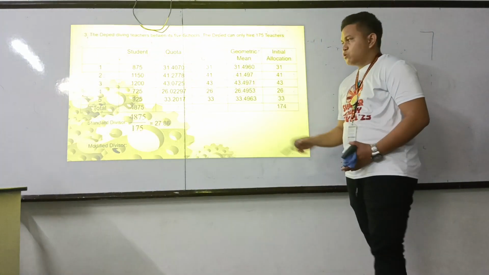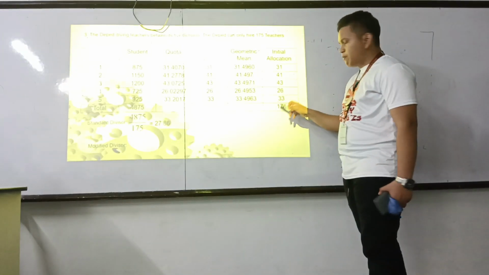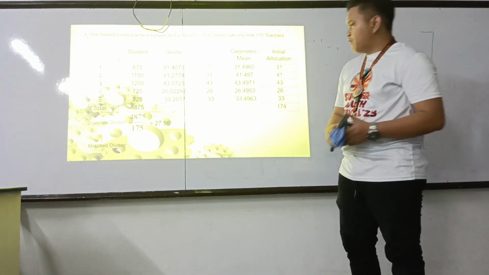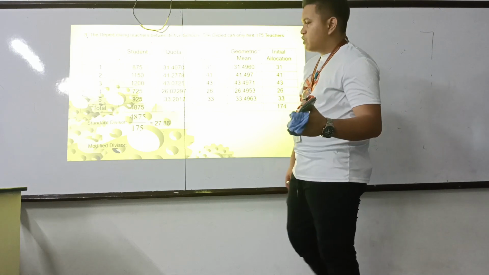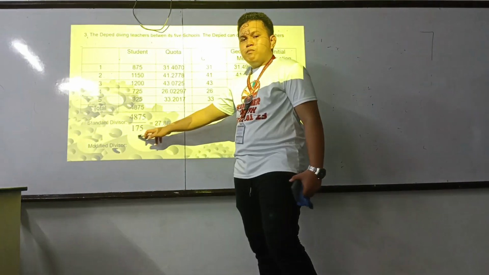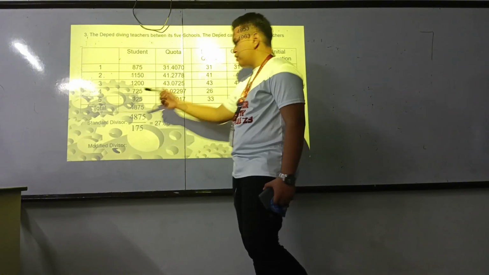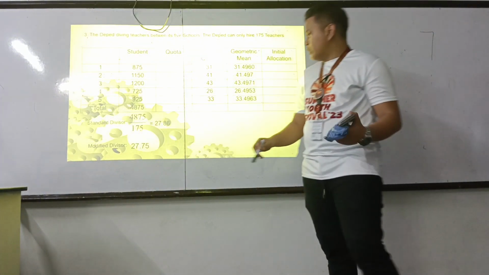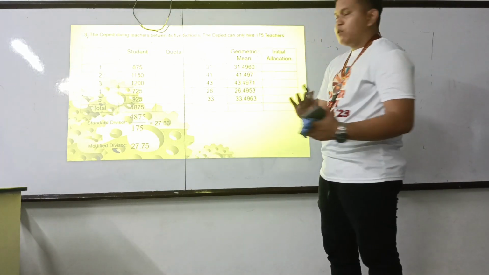So to make this total 175, we need a modified divisor. So we have to write a modified divisor. So I'll write 27.75.